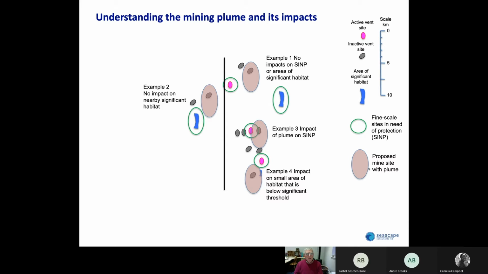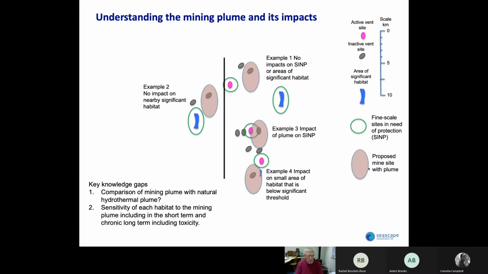Going back to my other slide that I had in my first talk a couple of days ago, you can see here some examples of potential mining and the impacts of plumes. So we have some questions about plumes. We really don't know whether the mining plume is going to have the same composition in terms of particulate content and toxins as the hydrothermal plume, whether it could be treated the same or whether it may or may not have the same sort of impact.